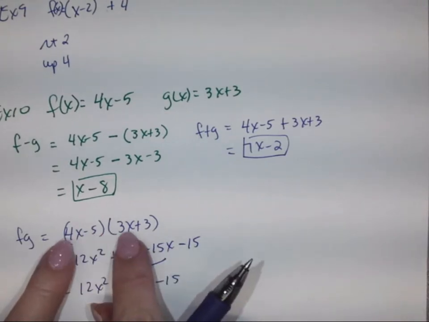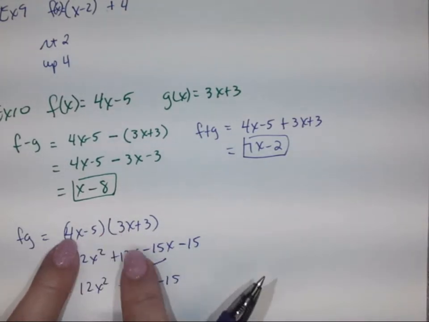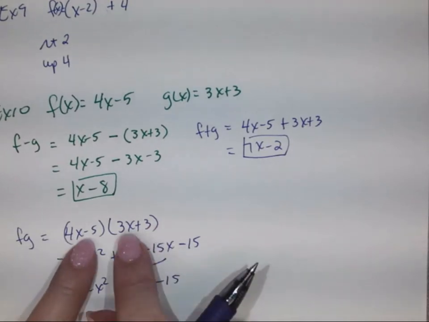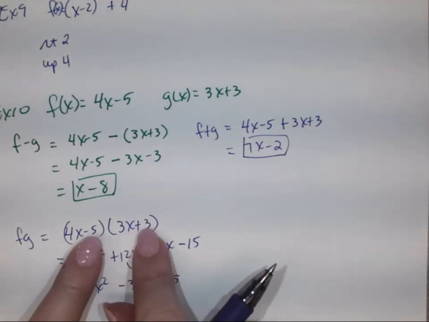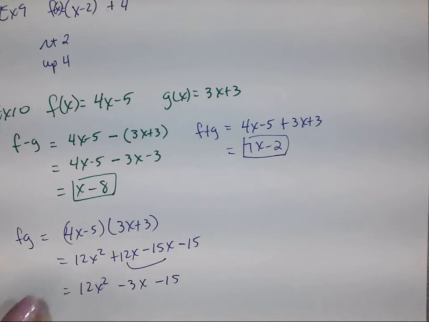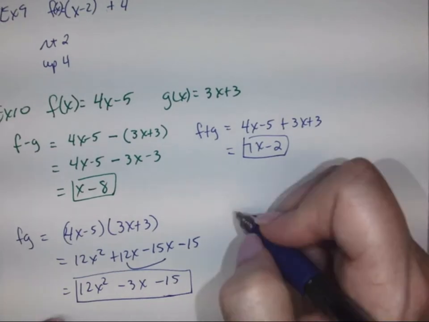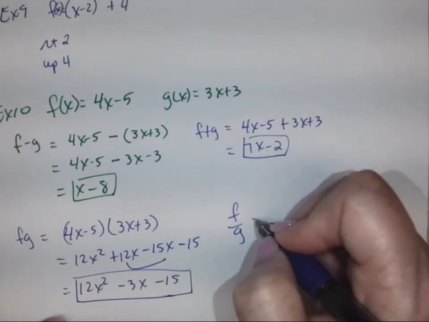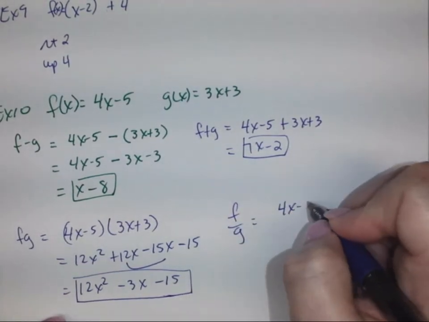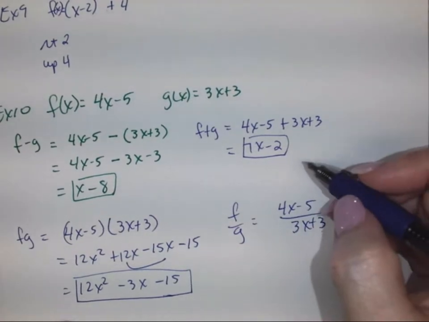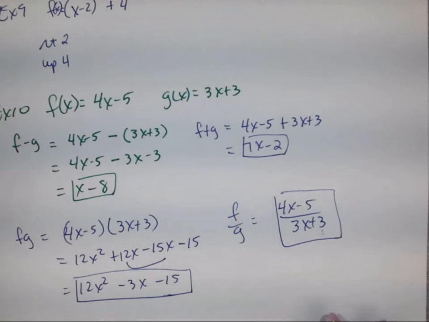Minus, so plus 12x squared plus 12x minus 15x minus 15. Okay, just making sure. All right, and then f divided by g would be 4x minus 5 over 3x plus 3. And that's all your answer would be. There's nothing more to do there.